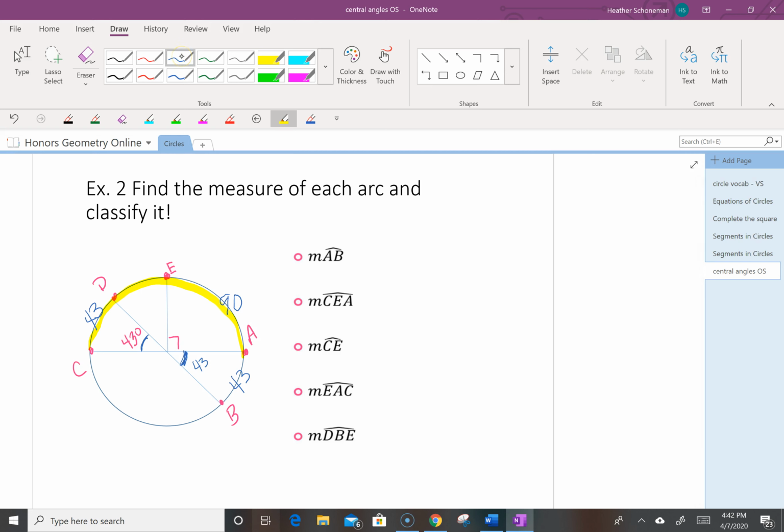So to find this top one over here, I can do 180 minus 90 minus 43, and that is going to give us 47. To find this one over here, because this is a semicircle, or I've got another diameter, I can do 180 minus 43, and that's going to give me 137. So now I know this arc is 137. Okay, I want you to pause the video and see if you can figure out the measures of these arcs and whether they're major, minor, or semicircle.